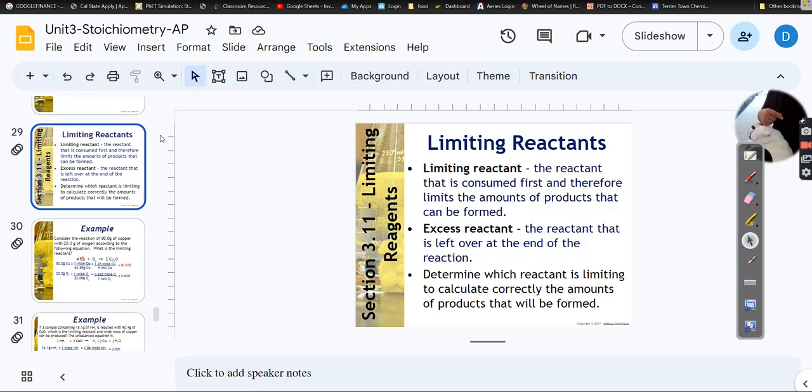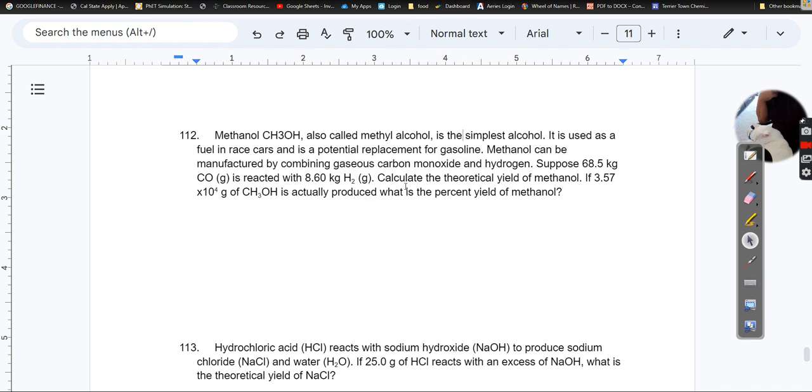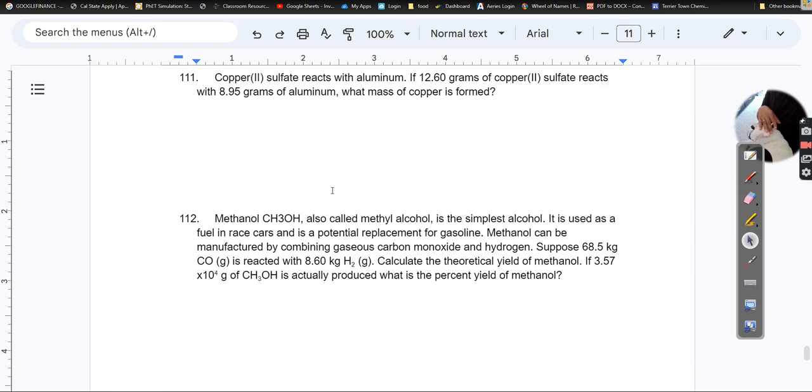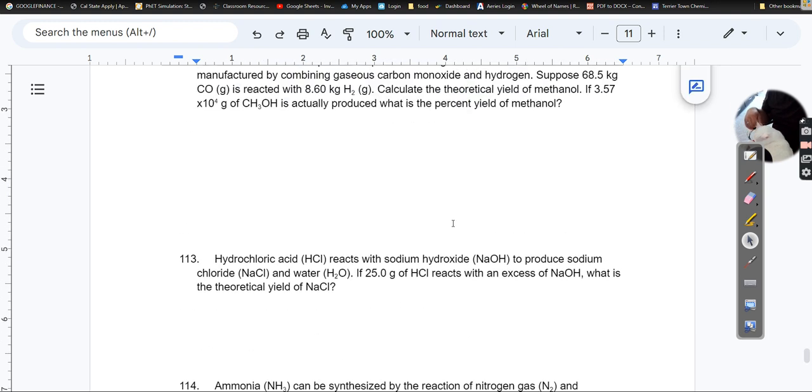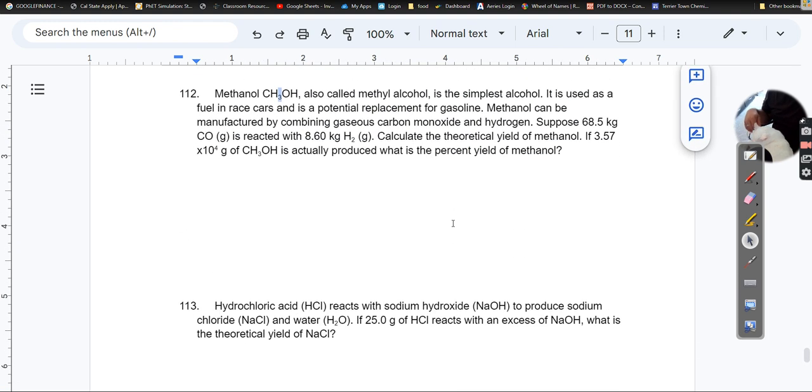All right, but anyways, that is how we do limiting reactants, right? So that's how we do limiting reactants. What I'm going to show you is how do we calculate something called the percent yield, or actual yield, or theoretical yield, right?